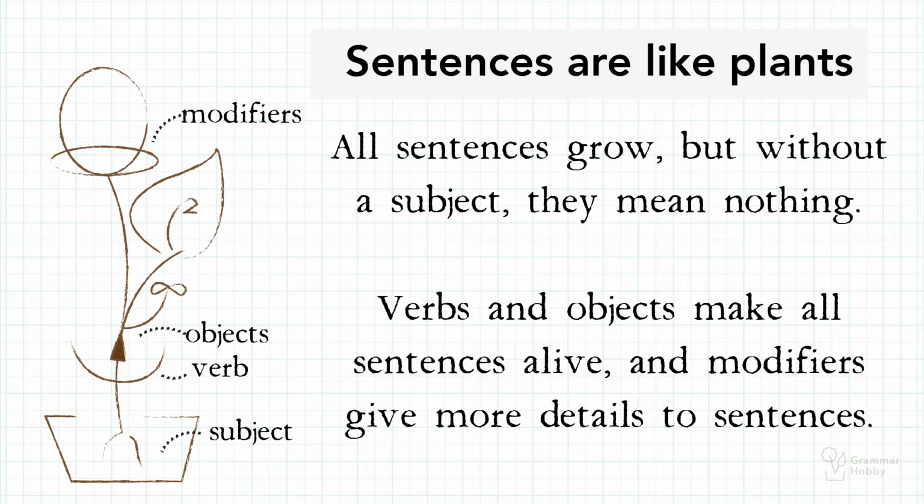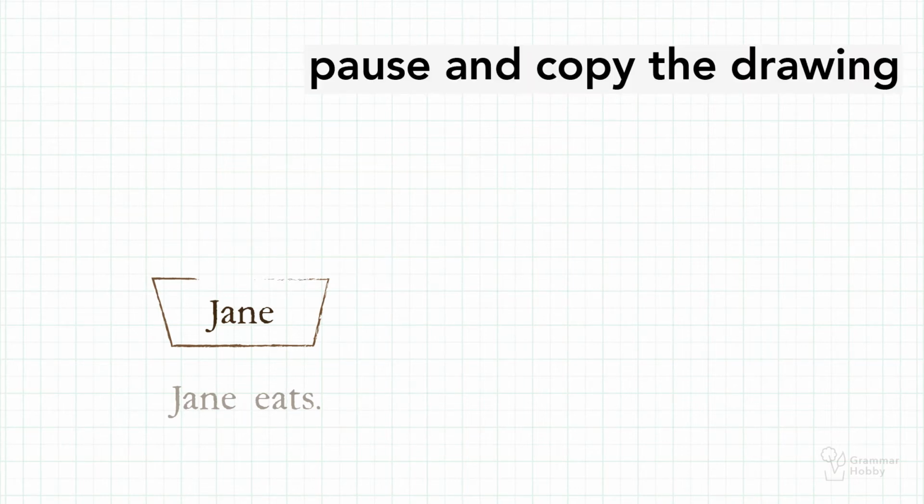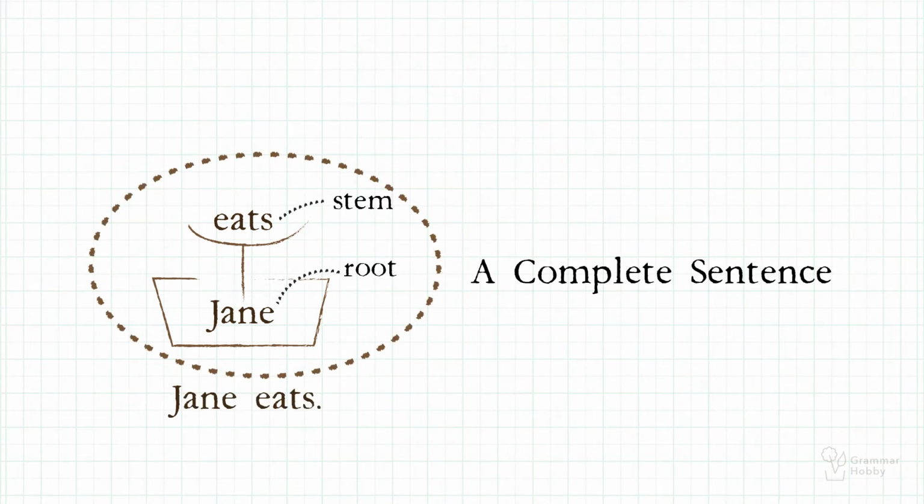In this lesson, I will ask you to pause the video whenever you need to copy a drawing. Let's go with our first example. Jane eats. Every correct sentence requires two primary parts, the root and the stem. Now pause the video while you try to copy these drawings. A sentence always needs a root and a stem. With our example, we have a complete sentence. The root and the stem are the subject and verb. In our sentence, Jane is the root or subject. Eats is the stem or verb.